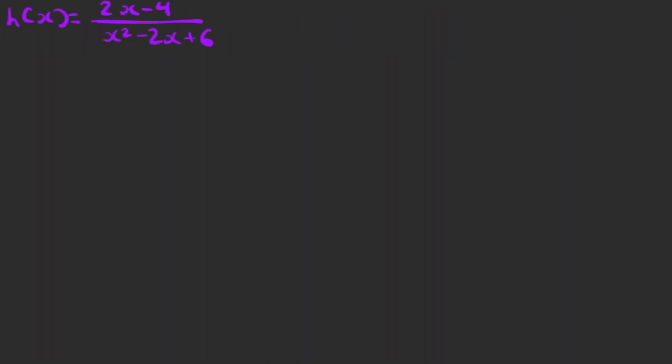Now let's try this one. So, we know that h of x is equal to f of x on g of x, where f of x will be equal to 2x minus 4, and g of x is equal to x squared minus 2x plus 6.